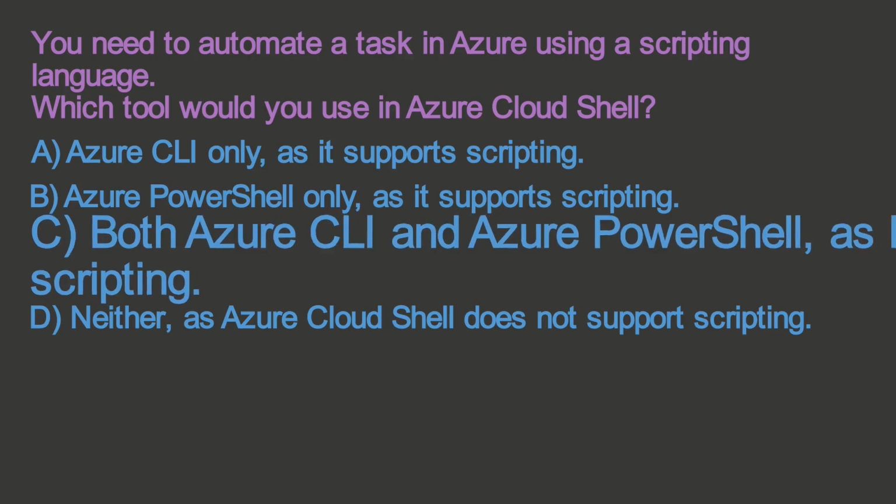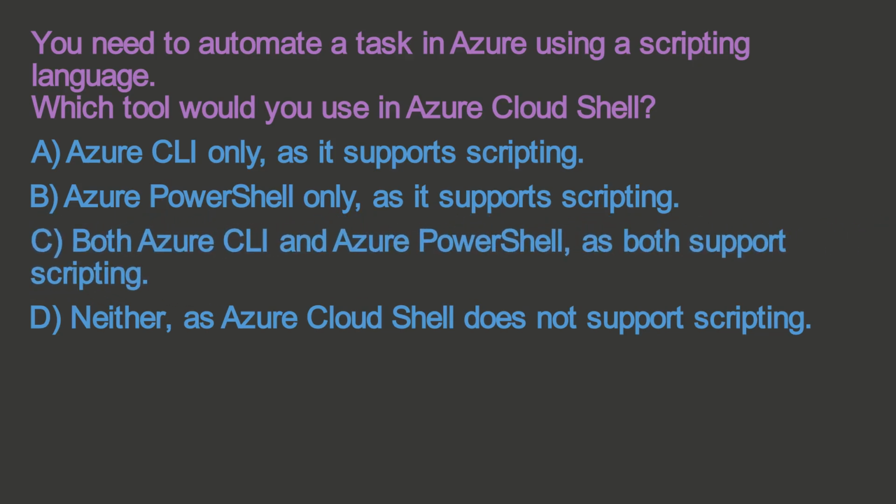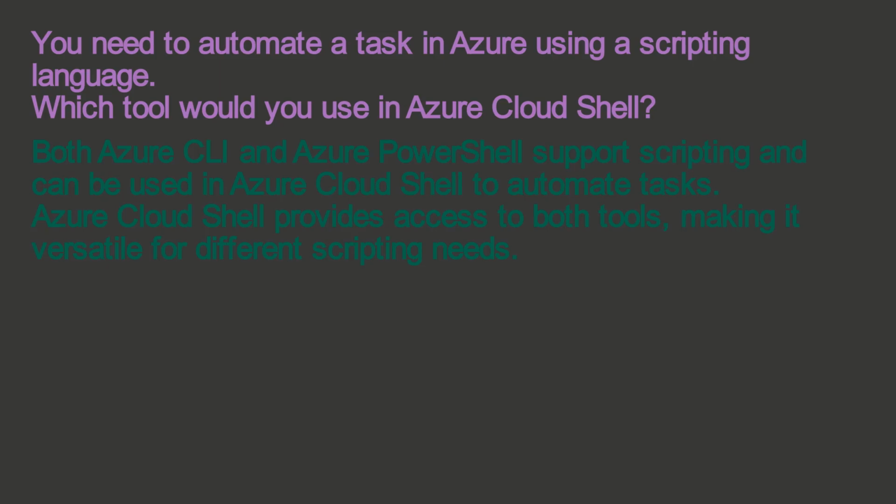The correct answer is C, both Azure CLI and Azure PowerShell, as both support scripting. Both Azure CLI and Azure PowerShell support scripting and can be used in Azure Cloud Shell to automate tasks. Azure Cloud Shell provides access to both tools, making it versatile for different scripting needs.